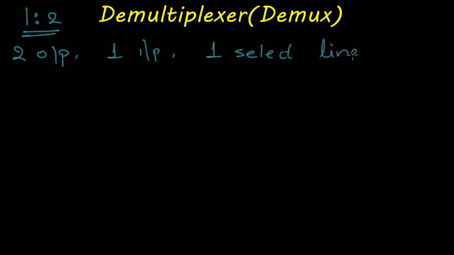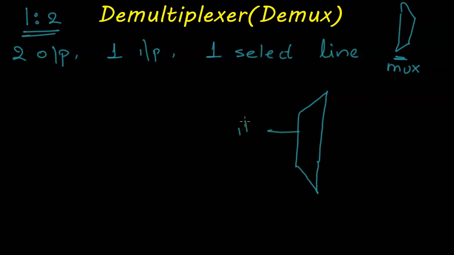So how is the structure going to look? If you remember, this was how a multiplexer looked. If you're doing a complete opposite of a mux, we have a demultiplexer, which is again a trapezoid, but in the opposite direction to a multiplexer. So here we have my input, we have my outputs, and we have my select line.